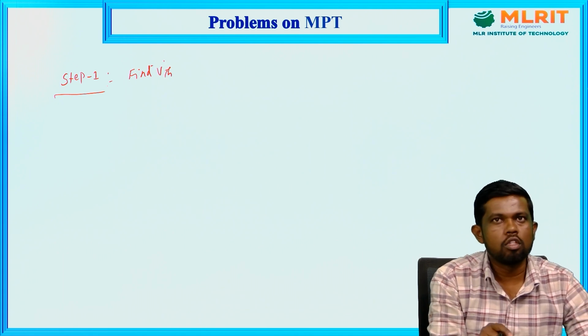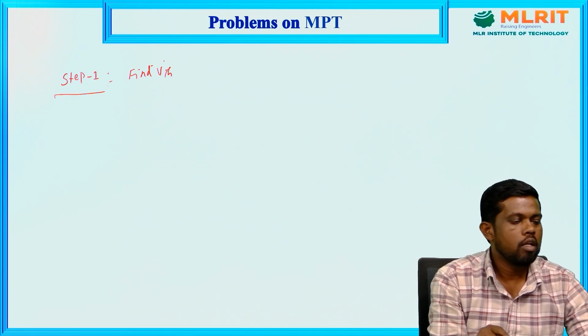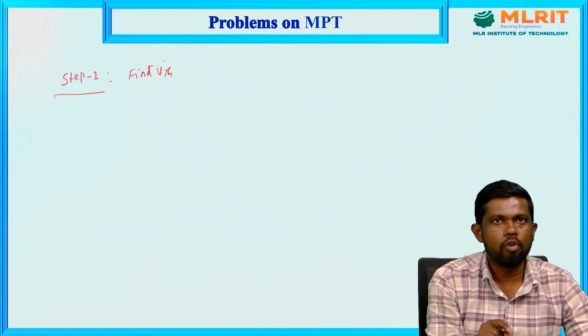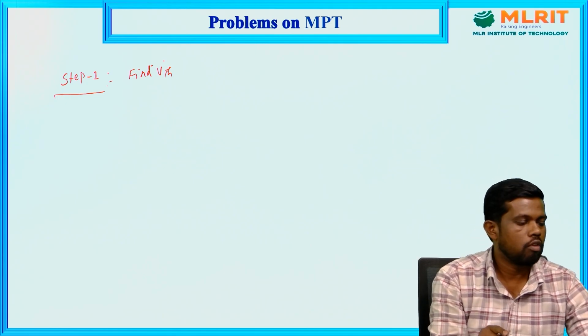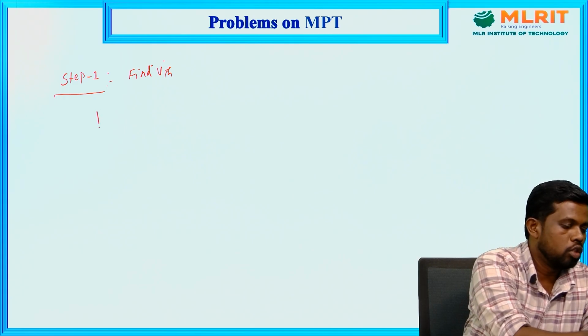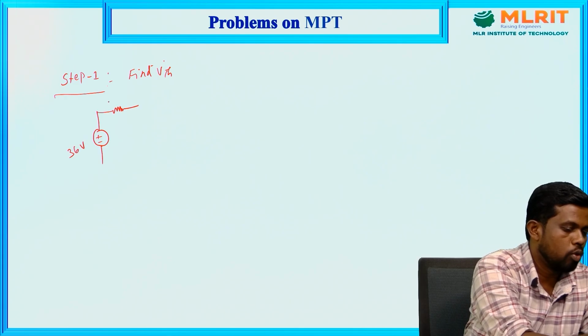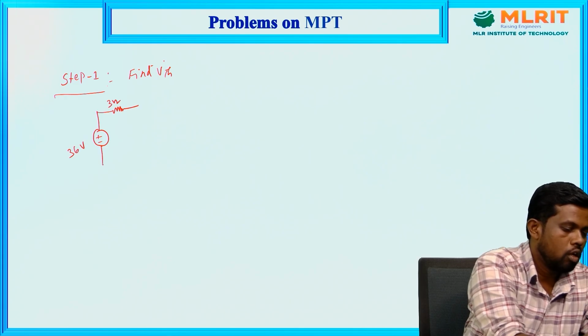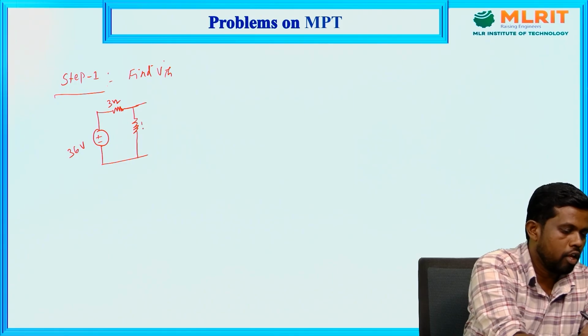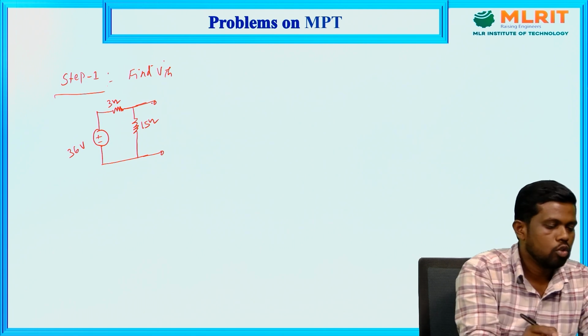We have already gone through the Thevenin's theorem. To determine the VTH of any circuit, we remove the load resistor from the load terminals. This is the required circuit: 36 volts, a 3 ohm resistor, and I think a 15 ohm resistor. Previously there was a load across the terminals, so we have removed it.